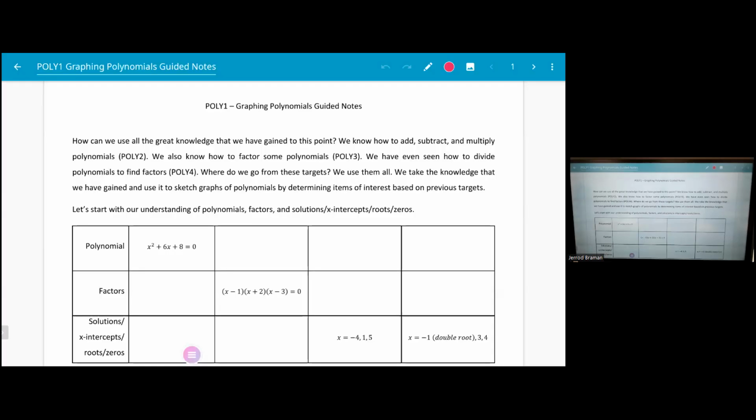We're going to take a look at Poly1. We're calling it Poly1 now. I know it's kind of weird. We're doing Poly1 after we've done Poly4 and Poly3 and Poly2. It's okay. It's a reorganization of what we're doing.